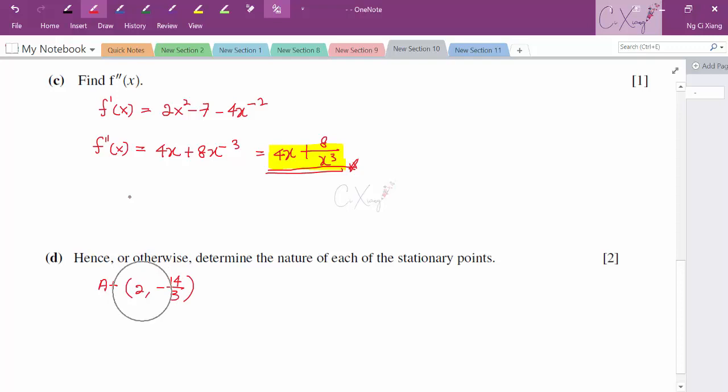We substitute the 2 into the second derivative. So if you substitute 2 into the second derivative, we have 4 times 2 plus 8 divided by 2 to the power 3. We get a value which is 9, and this is a positive value. So when your second derivative at the x coordinate is a positive value, it means that that particular point will be a minimum point. So you can write out like this: this point is a minimum point.